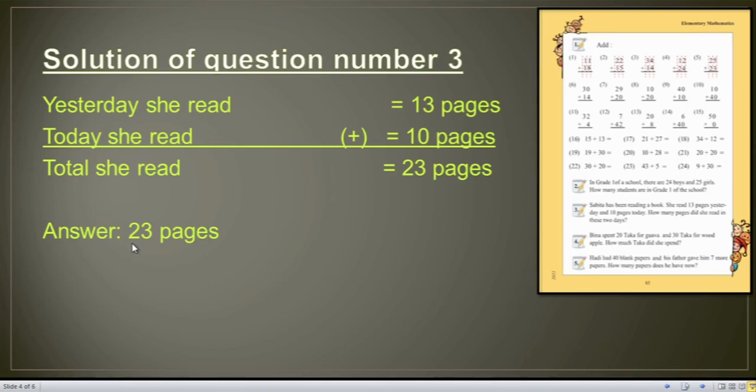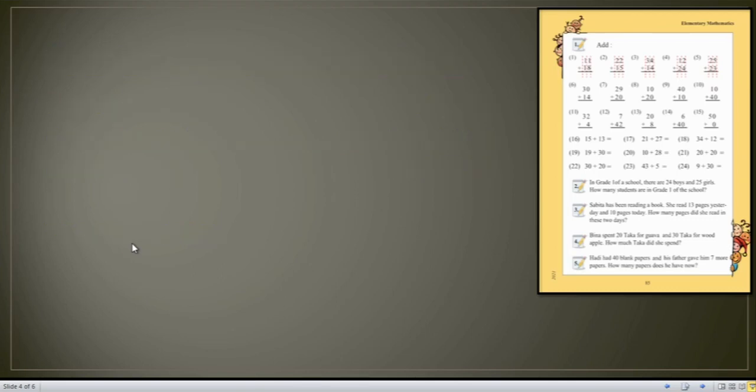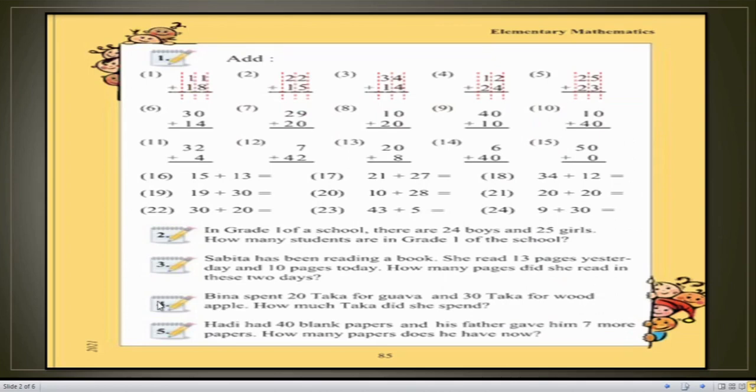Now we will try to solve question number 4, and before that we will see the question of question number 4. So let's go to the page, and that is question number 4. We can see that Bina spent 20 taka for guava and 30 taka for wood apple. So how much taka did she spend? Students, look at what types of data, what types of information are given there. We can see that Bina spent 20 taka for guava and then 30 taka for wood apple.